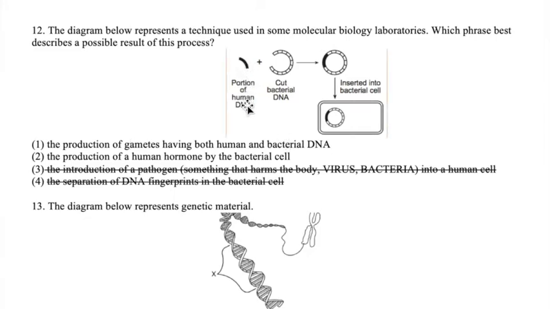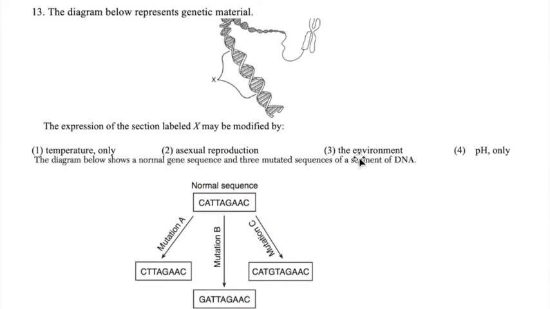We have a portion of human DNA. That's all we have. This is not going to make gametes. This one's incorrect. We can cross this one out. The last choice is the production of a human hormone by the bacterial cell. This one is correct because it is producing the insulin hormone from the bacterial cell using mitosis. All right, almost done here.